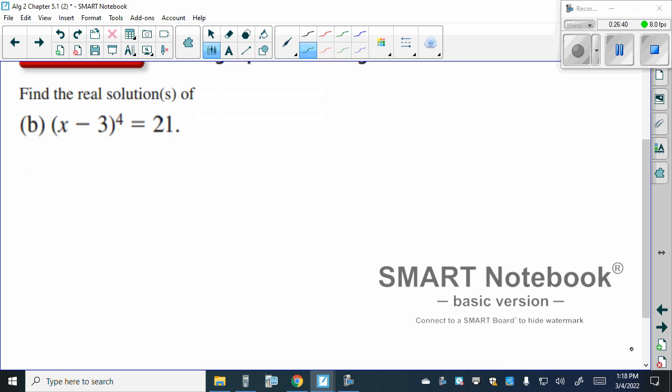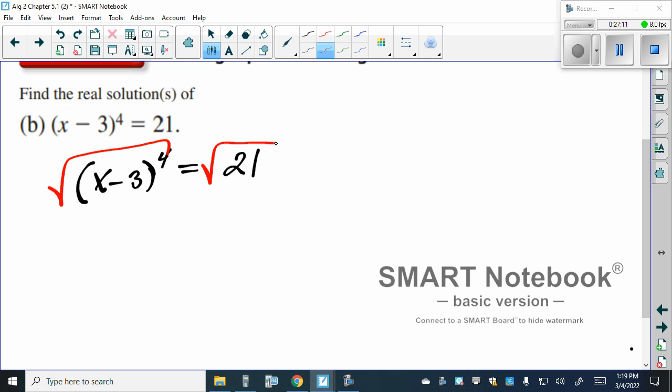Let's look at this one here next. Now this one here is a little bit different because we don't just have a term, an x by itself. We have a set of parentheses to a power. Now, if there had been another variable outside of the parentheses, we couldn't use this method. But since the only variable in this equation is inside of our parentheses, we can use the nth root method.